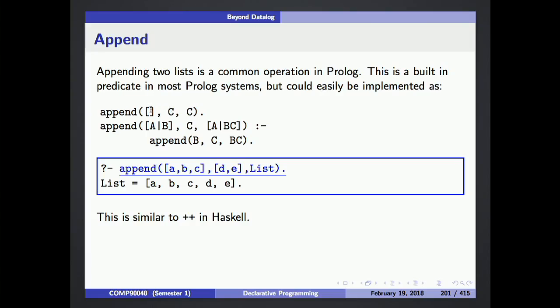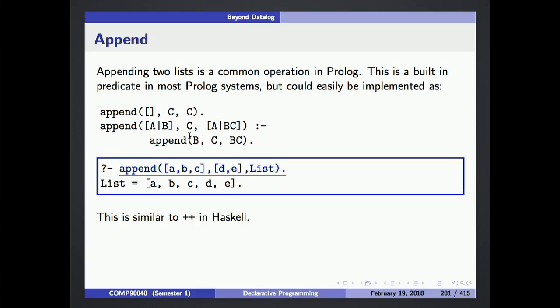So if I want to append an empty list onto the front of C, it's easy. I just get C, right? That's the easy case. If I want to append a non-empty list onto C, then what should I do? I should take the rest of this list, append C onto that, that'll give me BC, and then I put A on the front of that.